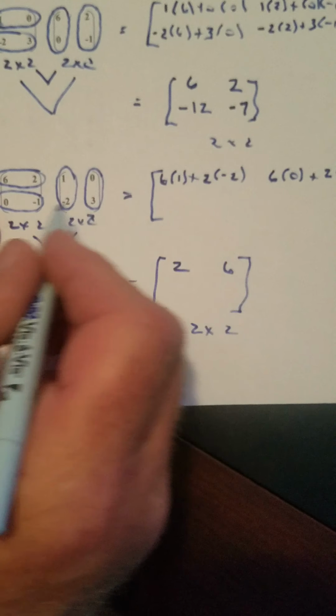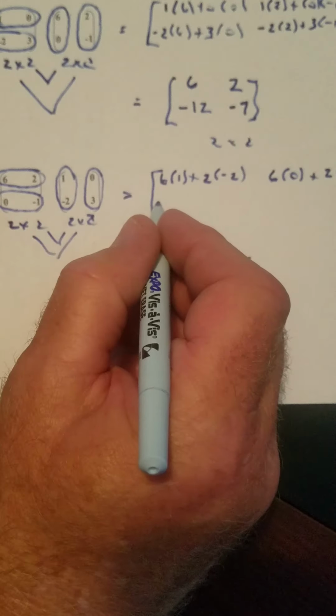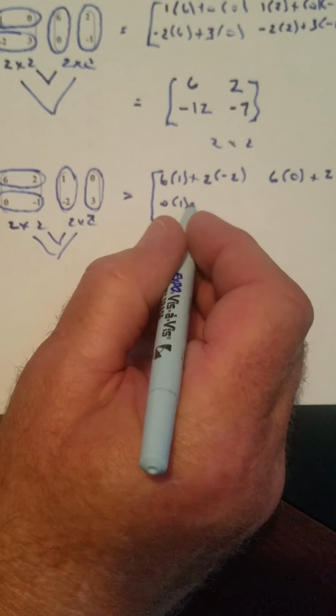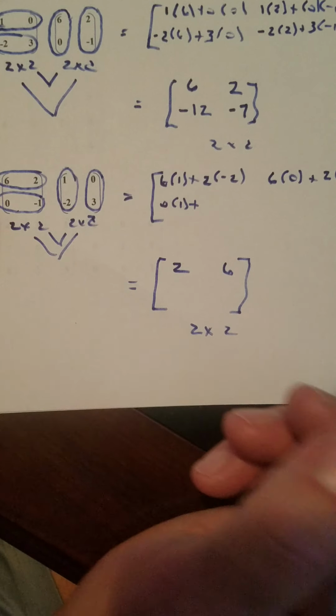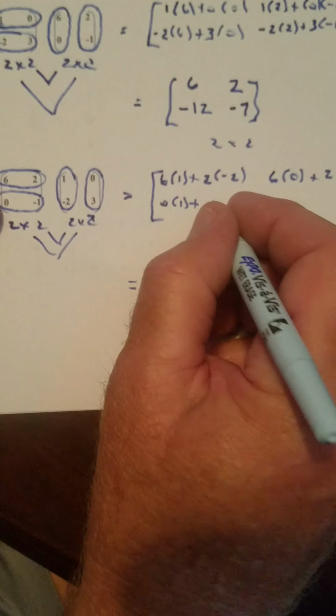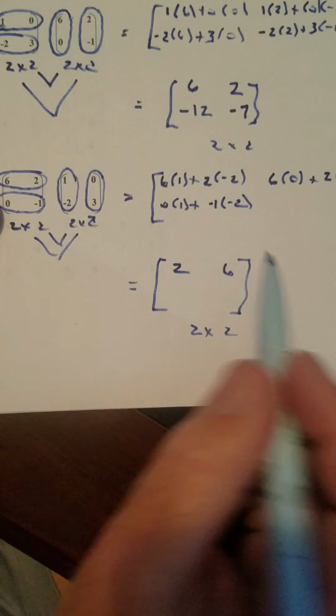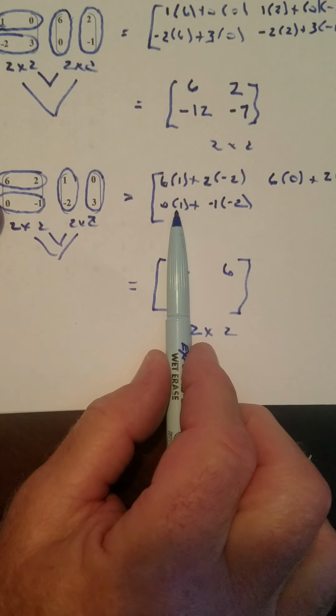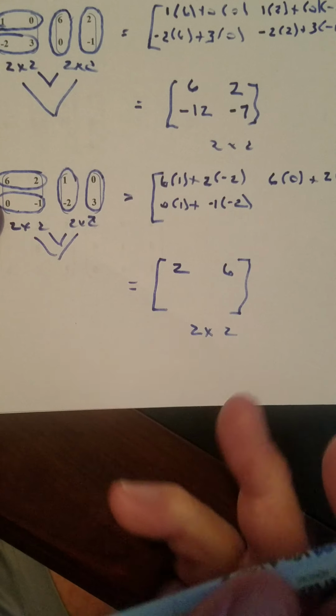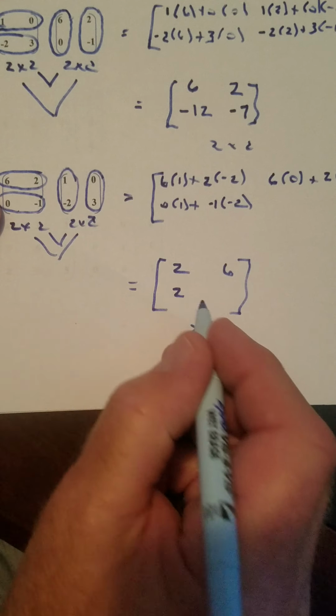Second row, first column. I got 0 times 1 plus negative 1 times negative 2. So I got 0 plus 2 is 2.